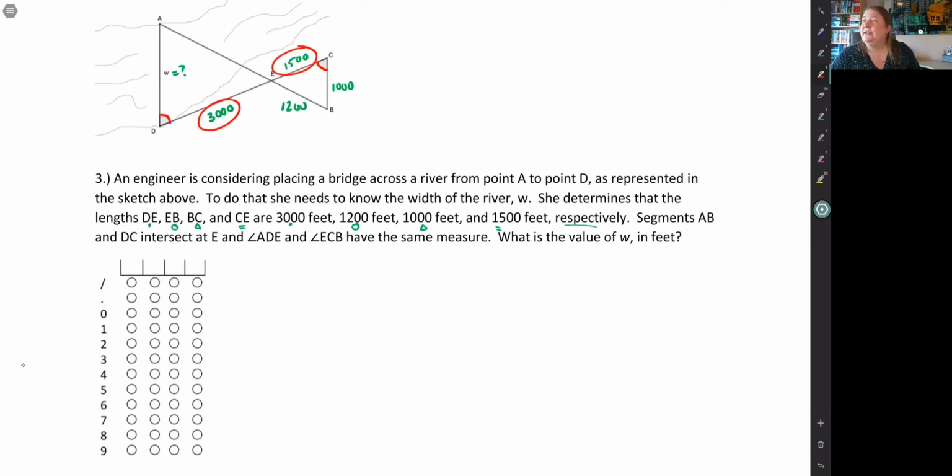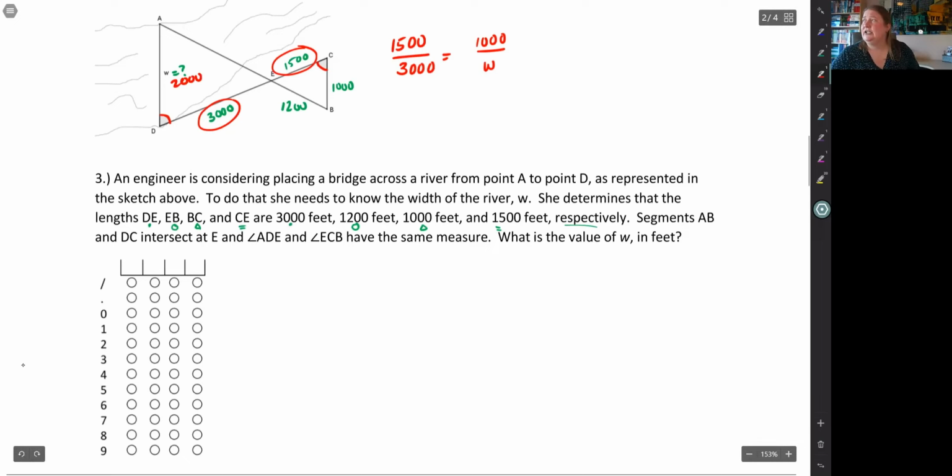If you want, you can set up a proportion like this. 1,500 over 3,000 is going to equal my W over, well, it's going to have the 1,000 on top. We're doing the smaller triangle on top and the bigger triangle on the bottom. If you want, you can absolutely use cross multiplication to figure this out. I don't even need to do that because I can look at those numbers, 3,000 and 1,500, and I know 3,000 is exactly double the 1,500. That means W will be exactly double the 1,000, so it'll be 2,000 as a final answer.